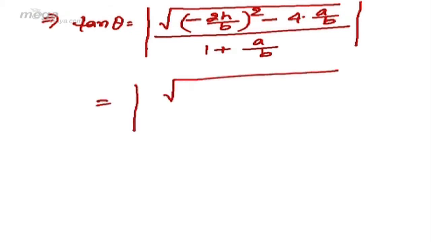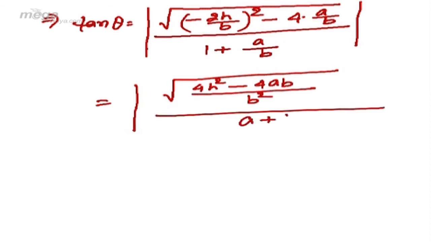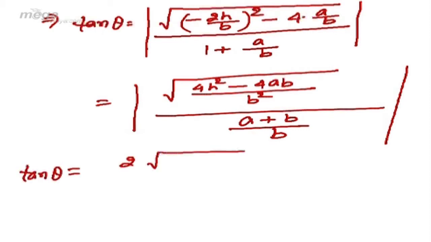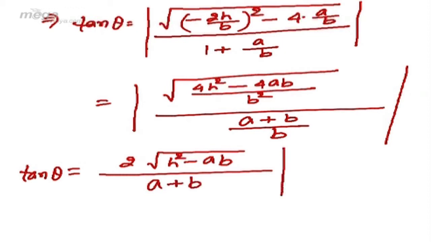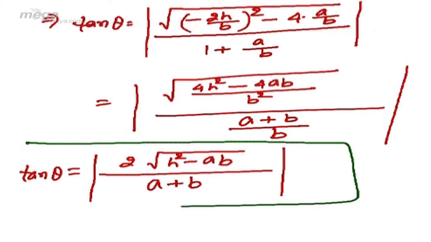You will get here root under 4h square minus 4ab upon b square whole divided by a plus b upon b. So now after simplification, finally you will get 2 into root under h square minus ab divided by a plus b, and then mod. So this will be the formula in terms of a, b and h.